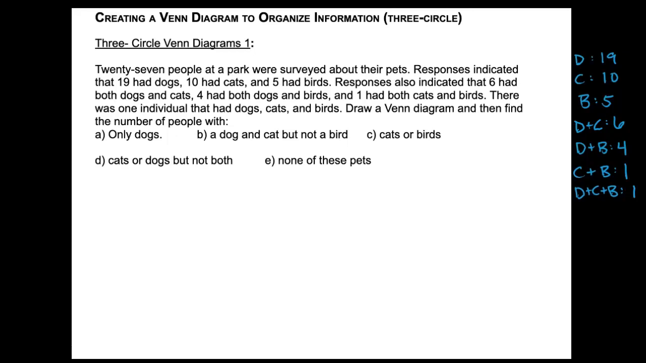So in this first problem, we've got 27 people at a park that were surveyed about their pets. So 27 people, that's probably important. That's the total number of people surveyed. So we're going to remember that.